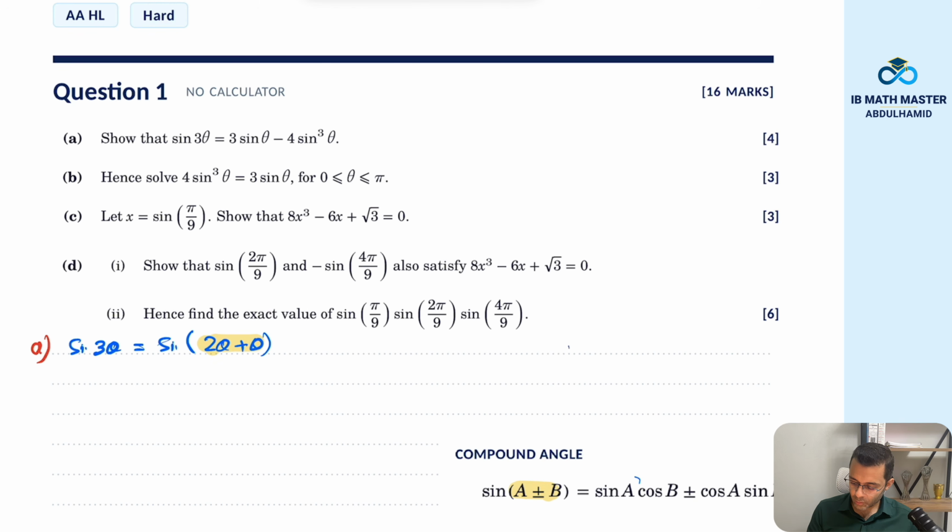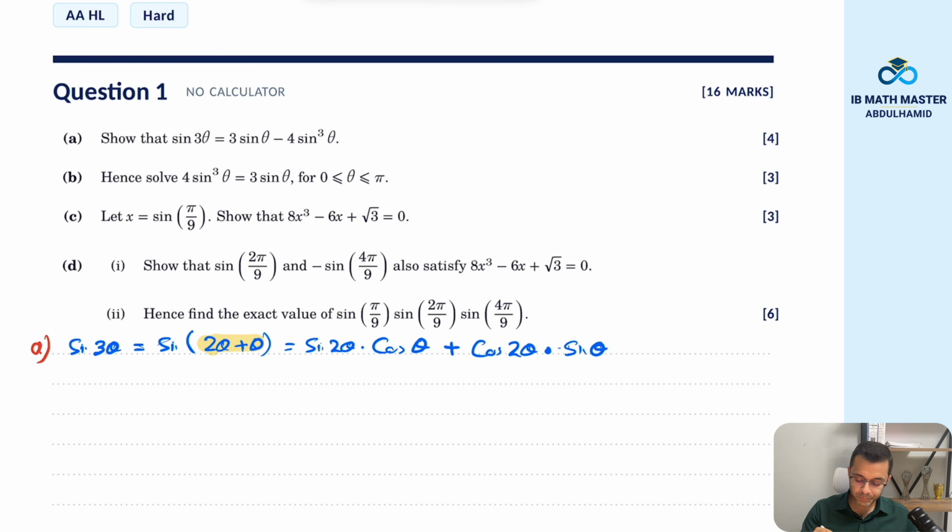As you see, we'll start with sine A, which is here sine 2 theta. Then cosine of the angle B, the second one, which is theta. So cosine theta, plus, now the opposite, we have cosine 2 theta multiplied by sine 1 theta. Now we are done with this. Here, after we expanded, you see that we still have cosines. But here we don't have any cosine, which means we have to eliminate all the cosines.